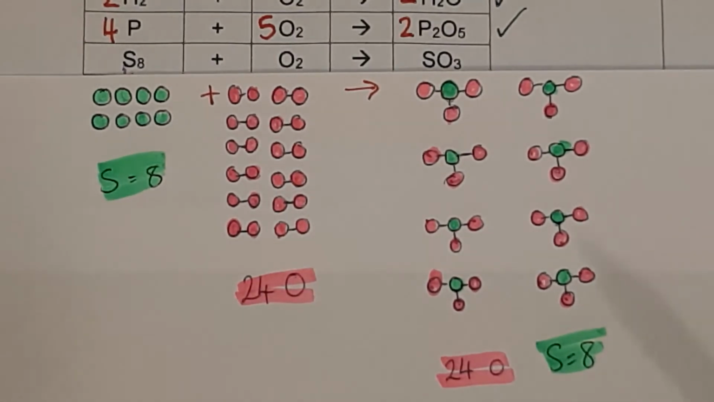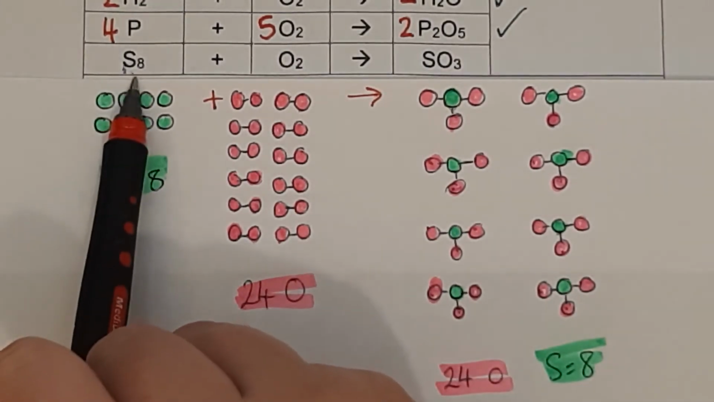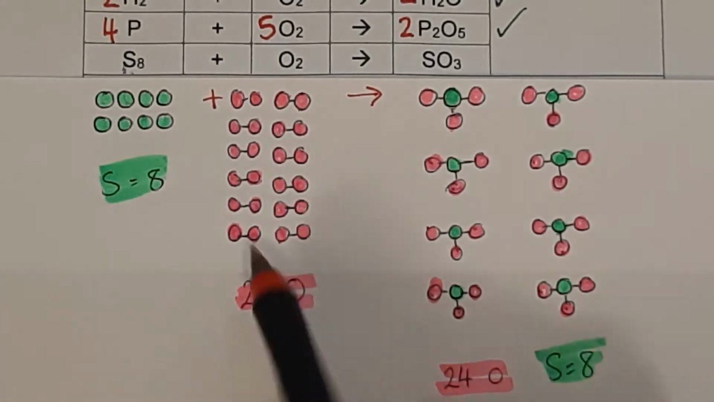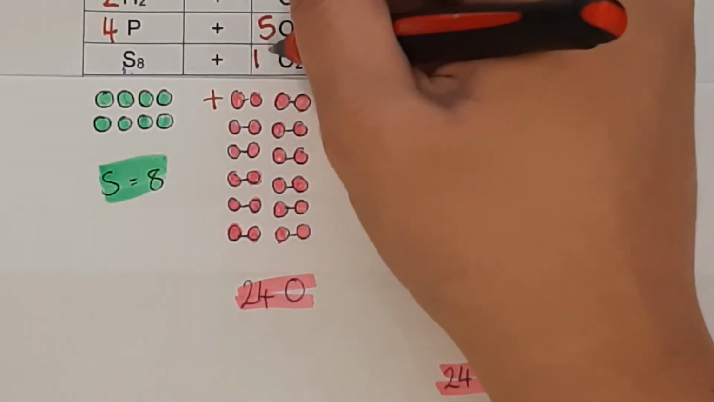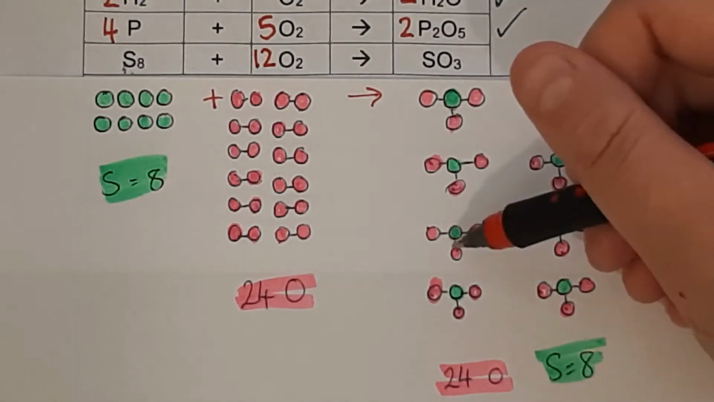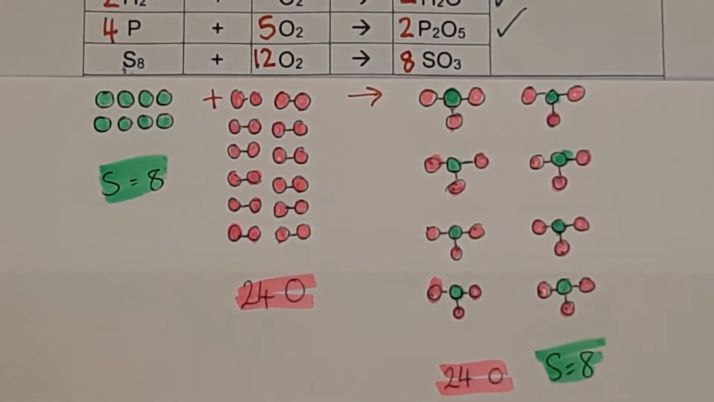So let's turn this into numbers in our equation. So S8, that's exactly as it started. Now we have 12 lots of oxygen here. So 12 lots of O2, 12 diatomic oxygens, that's 12. And here we have 1, 2, 3, 4, 5, 6, 7, 8 lots of sulfur trioxide.